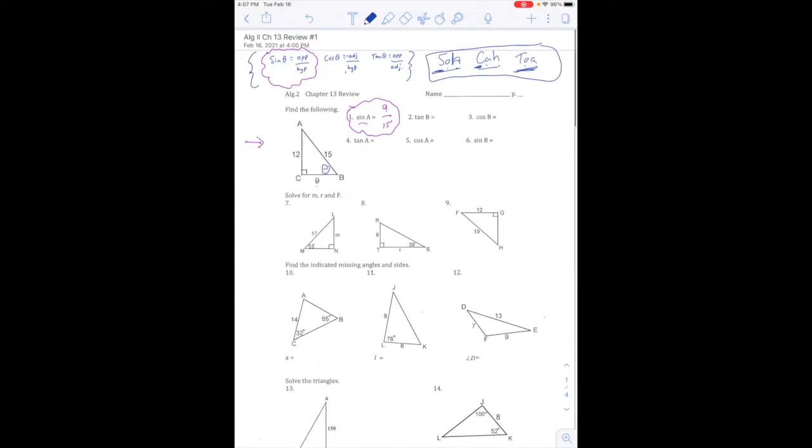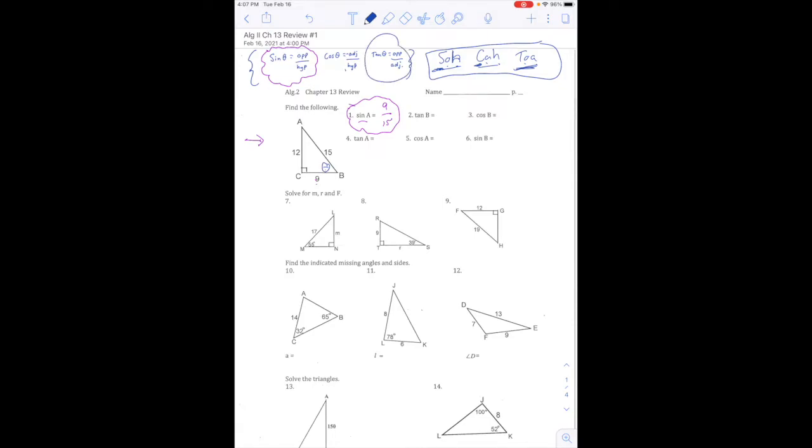So tangent, if you go back up to here, tangent is the opposite side over the adjacent. So the opposite side relative to B here is the number 12. So I'm going to say 12 divided by adjacent, which is 9. Adjacent just means right next door. Opposite's really easy. It's just whatever is across from the angle. Adjacent's whatever is right next door to the angle. So let's say 12 over 9.